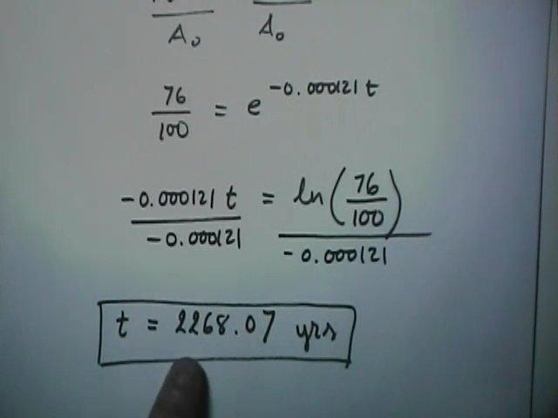Now what is the meaning of this value that we have just come up with? This is the time it takes, how many years it takes, to decay the original amount of carbon, to break it down to only 76% remaining.